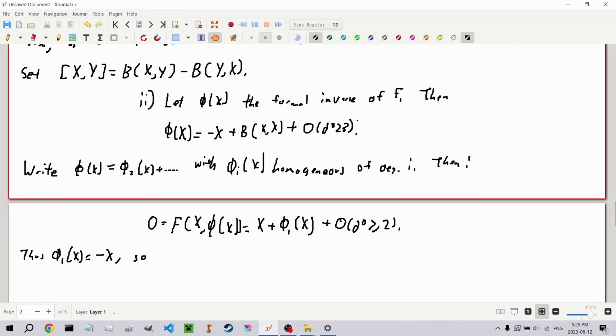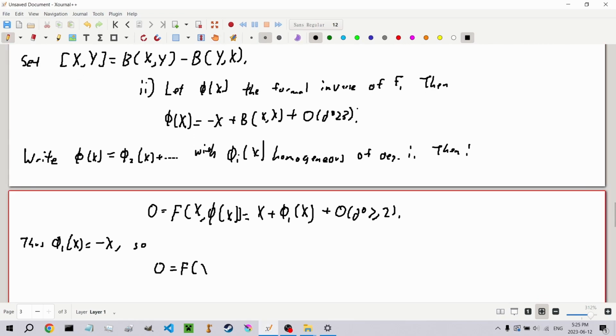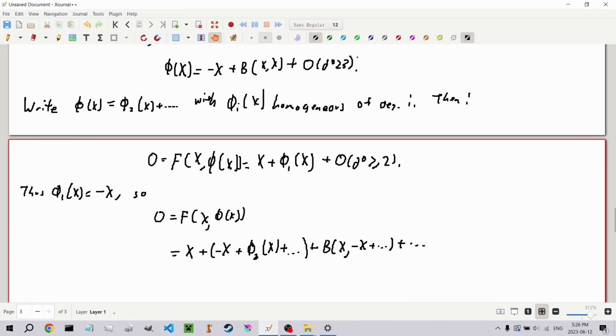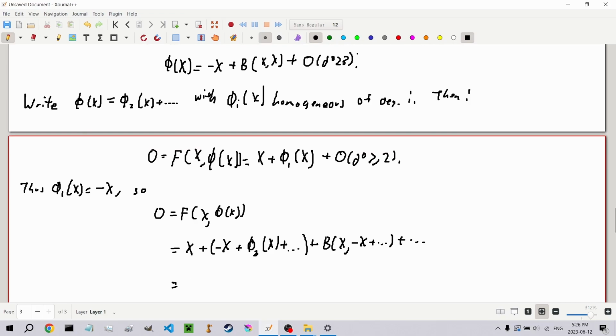So if we retrace our steps here, we get 0 is f of x and phi of x, which we can rewrite to be x plus negative x plus phi 2 of x plus some higher order stuff plus the bilinear form of x and negative x plus some higher order stuff, and so on for higher order stuff, which gives us phi 2 of x minus b of x and x plus some higher order stuff.